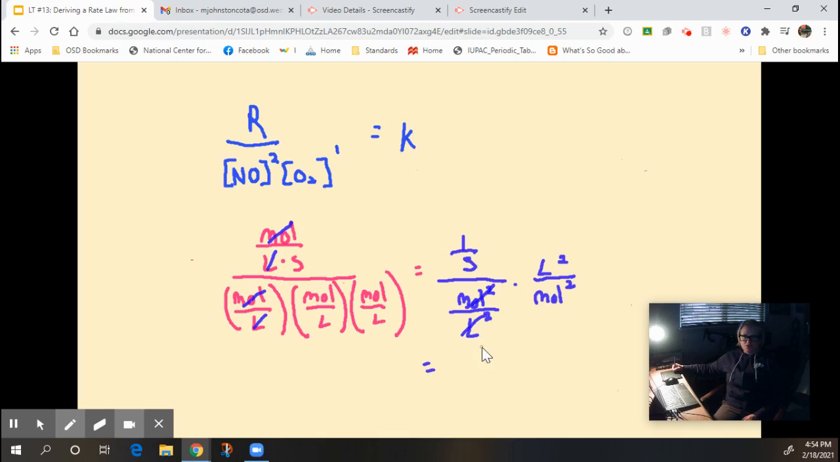And I will be left with liters squared over seconds times moles squared. And that is the derived units that will be able to cancel out the units for finding the rate. If I do this, I will be left with moles per liter per second when I put them back into the rate law. So there is an example of how to get your units for K for a third order equation. Again, for every order equation, the calculations for this are going to be slightly different.